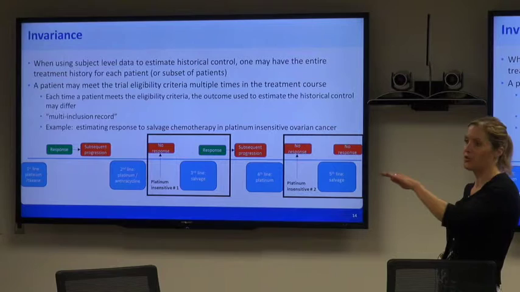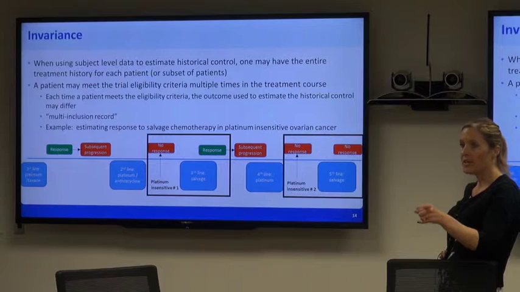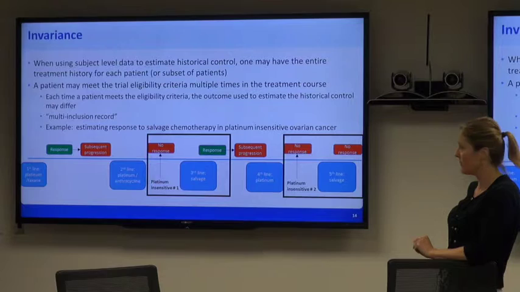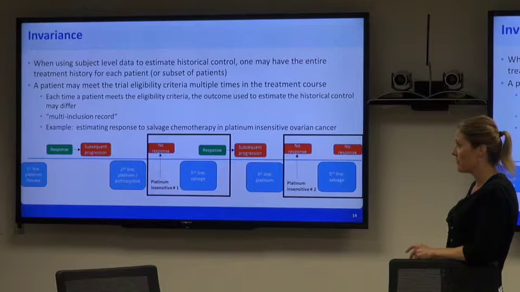And when you look across the patient's treatment history, you may see in that record in your retrospective database, a patient could have met the inclusion criteria for your study or could have been in your target population multiple times, right? So every time they meet the eligibility criteria, you could have an outcome for them. So multiple outcomes per patient. And for lack of a better descriptor, I've just been calling this a multi-inclusion record.